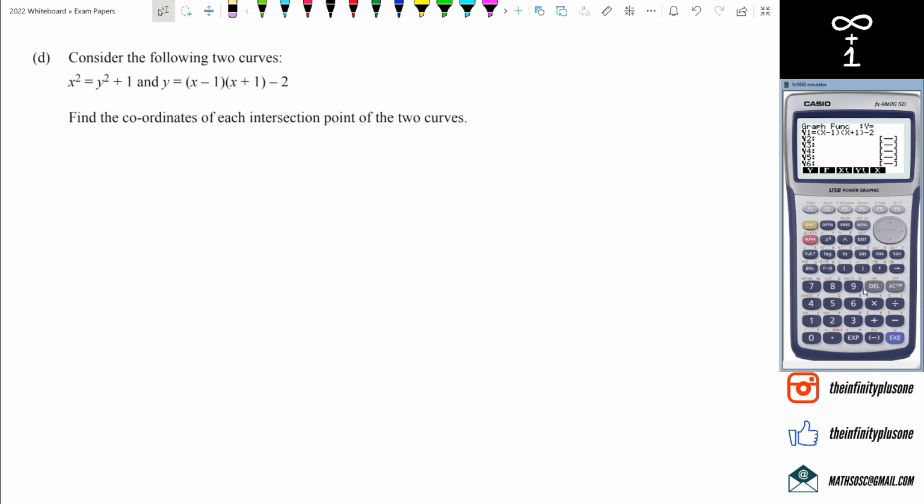x minus 1, x plus 1, minus 2. Yeah, that looks good. I wonder if I can do type. No, I can't do it here. It's going to be a bit weird, guys, but I'm just going to write this as y squared, so the square root of x squared minus 1. So I'm going to do this, square root of x squared minus 1.